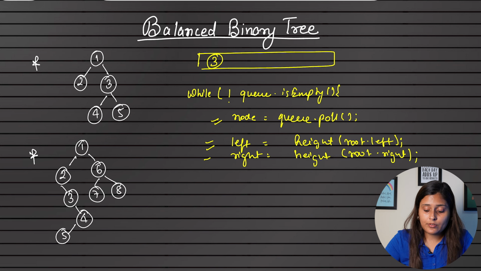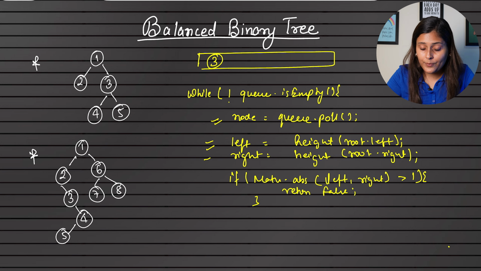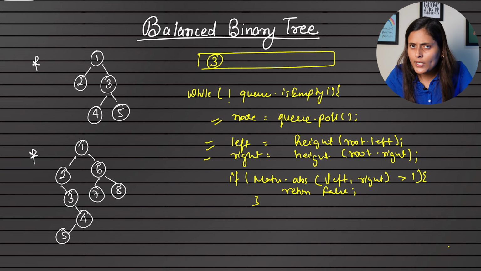Now once I have them, I'll write the check: if the absolute difference between left and right is greater than 1, then for sure return false then and there. It means it is not a balanced binary tree. But for example, you will call the functions, you will get 1 height from the left side and 2 height from the right side. The difference is not greater than 1, which means it is a balanced binary tree node.